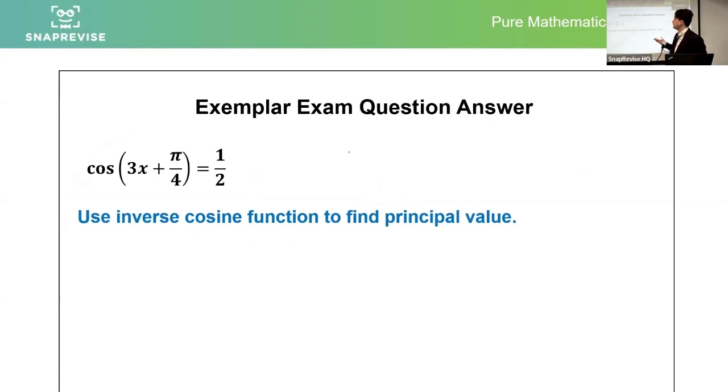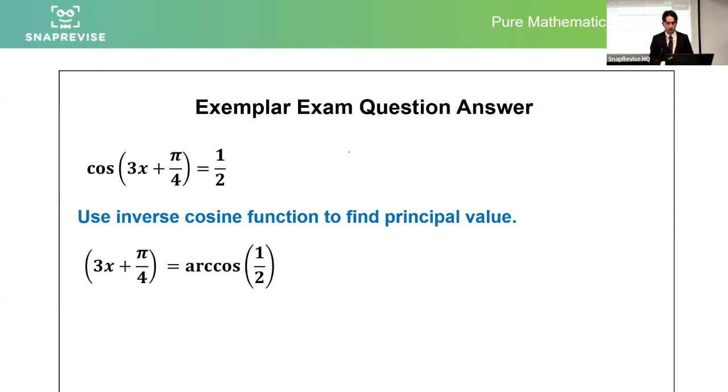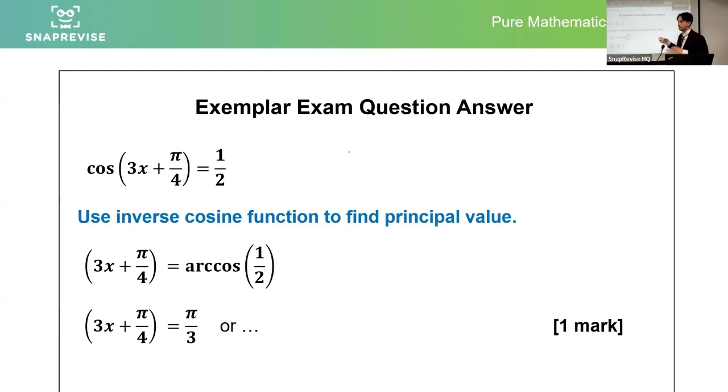Immediately, if you're going to solve this using your calculator and you want to find the first value your calculator would spit out without the graph, you would just do arc cos of a half. And remember, that would give you 3x plus pi over 4. Now, arc cos of a half, we should recall that is an exact one. That is pi over 3.